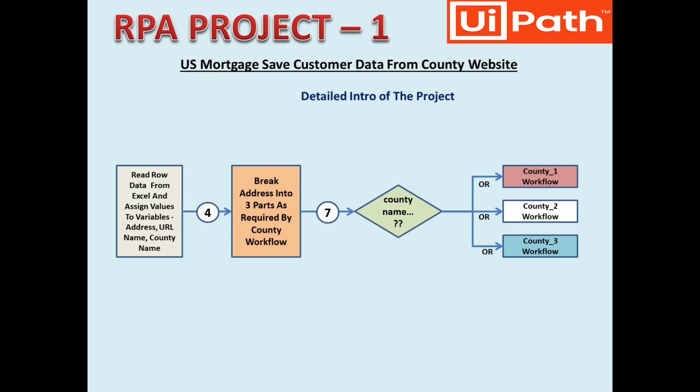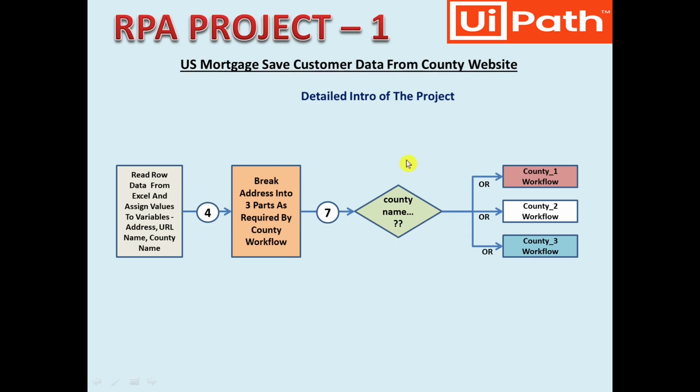When we loop through this sheet, the next workflow file will be how to break the address into different parts. We will require the house number separately, the street address separately, and the pin code separately. How to break it will be another workflow. When we loop through the first workflow, which is this one, we will call that inside it. So you will understand how to call a workflow inside another workflow.